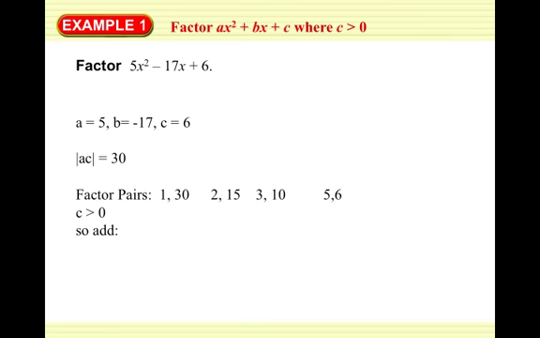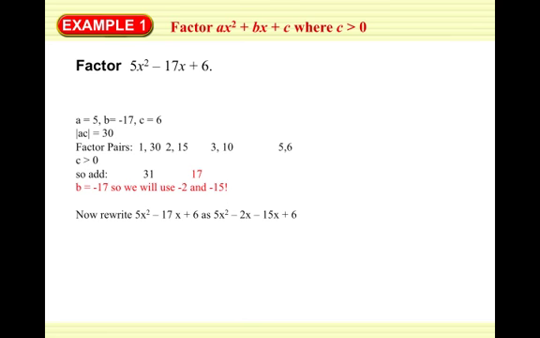And 6 would work with 5, but that's a repeat, so we're not going to list it, and we know we're done. c equals 6, so it's greater than 0, and so we're going to add our factor pairs together until we get negative 17. So 1 and 30, we get 31. 2 and 15, we get 17. Well, that's just the opposite of what we want. So b is negative 17, so we'll use negative 2 and negative 15. Will that work for us? Yes, because negative 2 times negative 15 is still positive 30, so that will work for us.